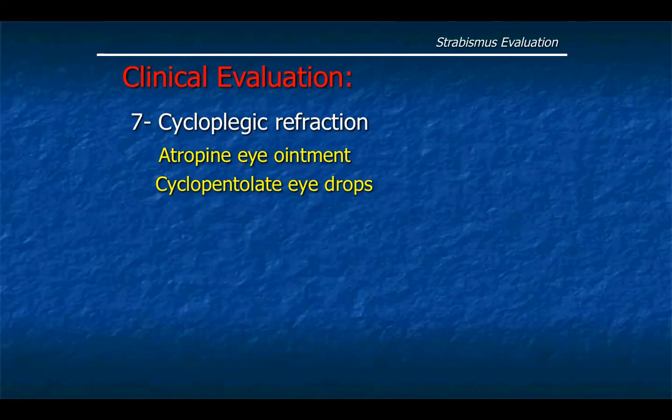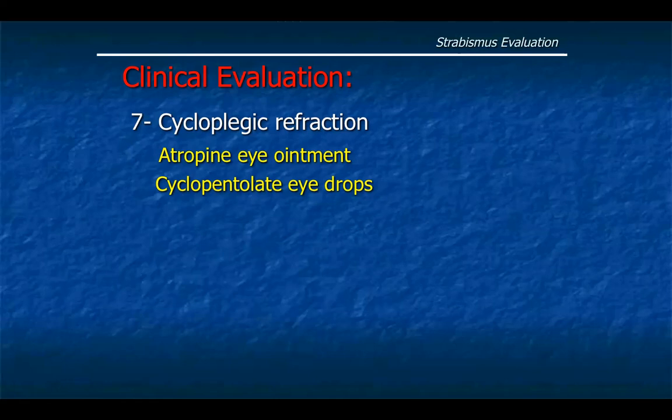For atropine, we use eye ointment, not drops, because drops will produce atropine toxicity and the child will get a fever due to absorption from the nasal mucosa. So we use the ointment 3 times daily for 3 days at home, and the patient comes on the 4th day for refraction. We very rarely need atropine. We usually use cyclopentolate eye drops in the clinic, and we refract the patient 30 to 60 minutes later.